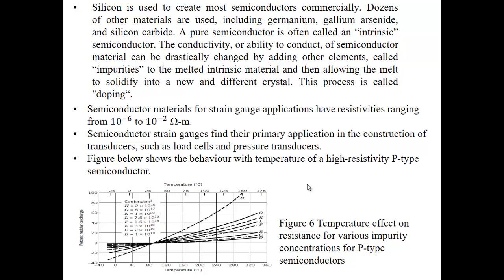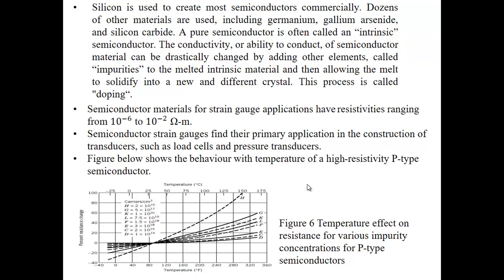Dozens of other materials are used, including germanium, gallium arsenide, and silicon carbide. A pure semiconductor is often called an intrinsic semiconductor. The conductivity or ability to conduct of a semiconductor material can be drastically changed by adding other elements called impurities to the melted intrinsic material and then allowing the melt to solidify into a new and different crystal. This process is called doping. This is just for your knowledge only.